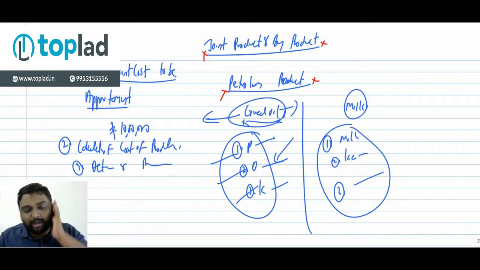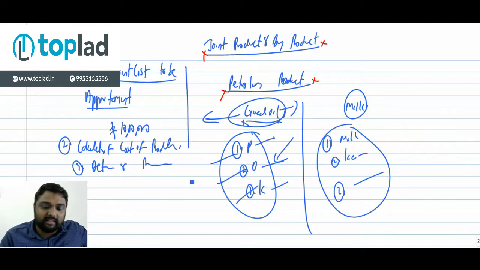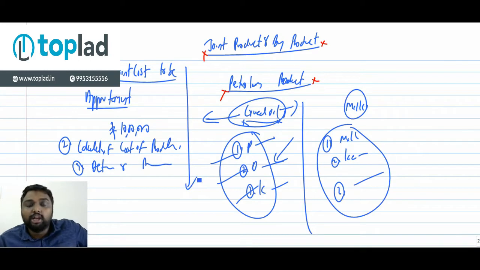As per your cost, you want to add your profit margin and fix the selling price. These are the three things we have to discuss under the joint product area.